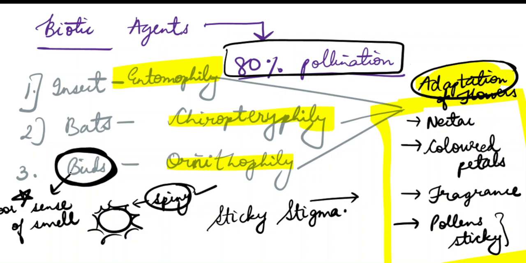Then coming towards bat pollination. In bat pollination, the only thing is that the flowers are not brightly colored. They are very dull colored. Even if they are colored, there are no bright colors present, only very dull colors. And the rest of the things will be similar to insect pollination. So this is all about pollination which I have spoken till now.